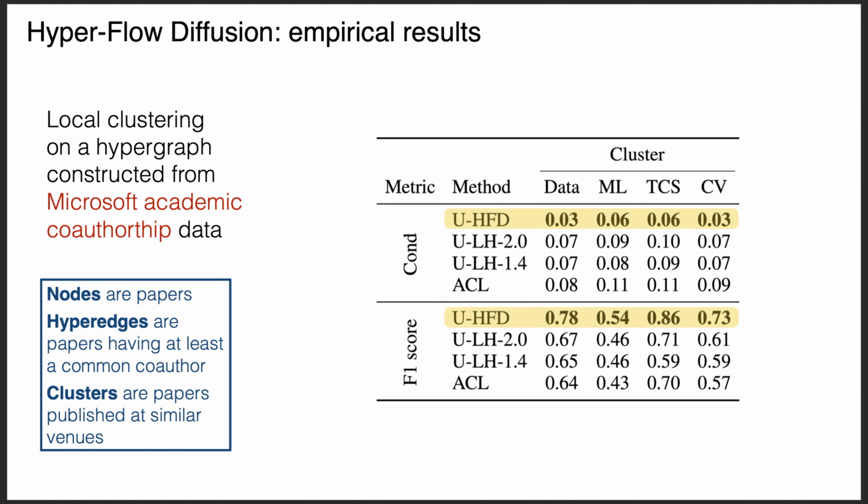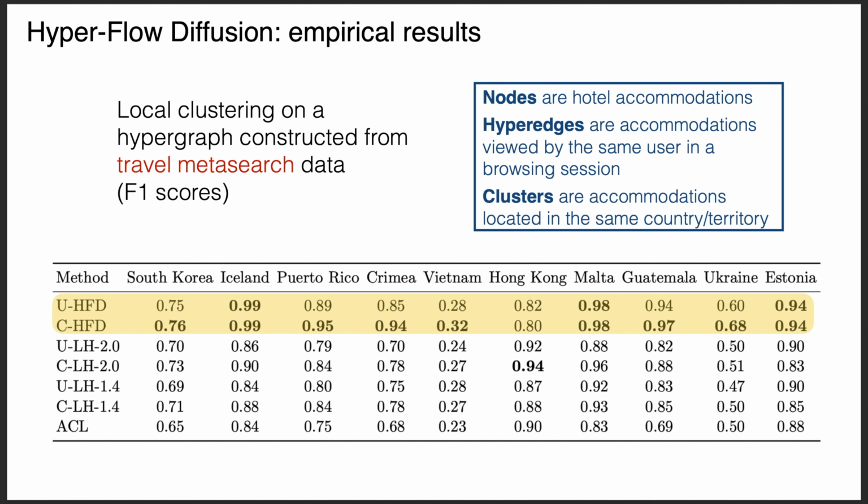The next hypergraph is constructed from Microsoft co-authorship data. If you look at the results, they are similar, and HFD is better in terms of both conductance and F1 score. The third hypergraph is constructed from travel meta search data. If you look at the table, we see that HFD still gives overall the best results. However, we also observe that cardinality-based cut cost performs better than unit cut cost for this data set.